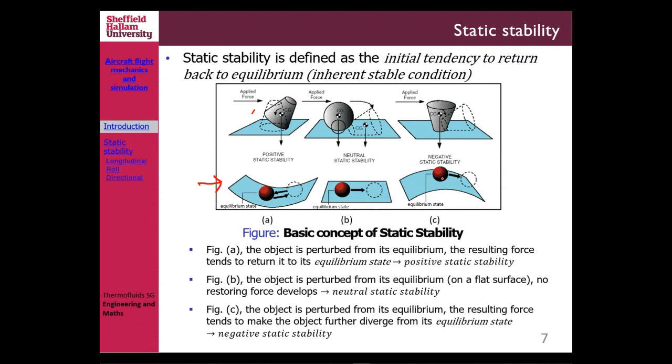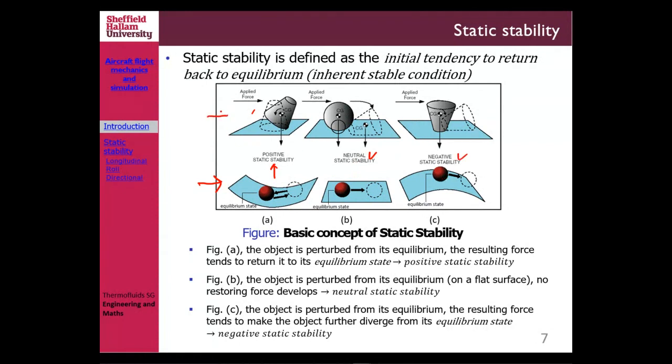But of course, if you put it on an upside down bowl like that, then if you slightly perturb it with your finger, it's going to roll down, and it's never going to be back to its original state or original condition, which is on top of that bowl. Okay, so I hope you understand the difference between what we call stable, or sometimes we define that as positive static stability, neutral static stability, and negative static stability.